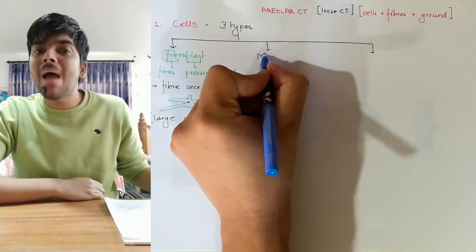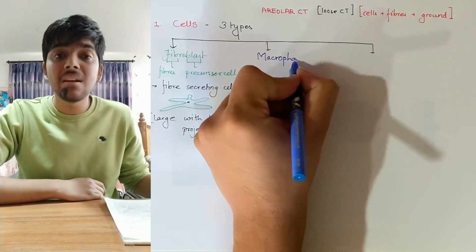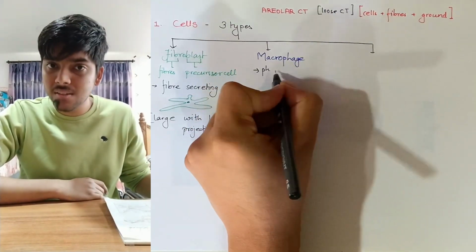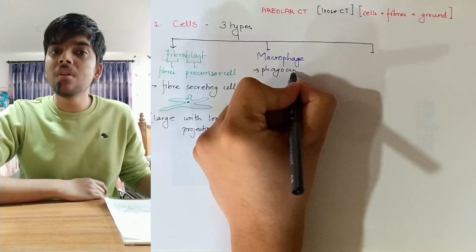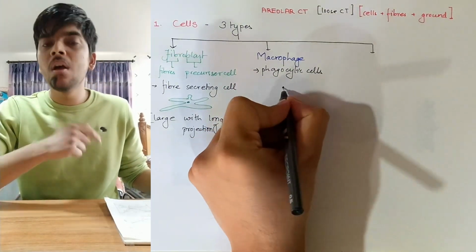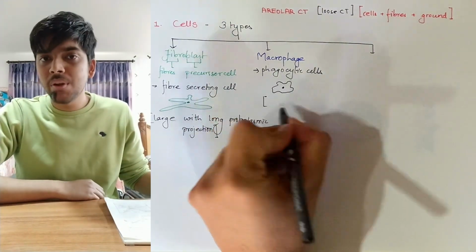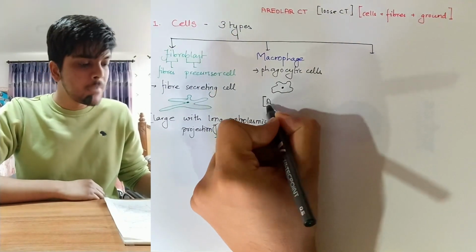Secondly, macrophages are present. Macrophages are nothing but large phagocytic cells, and they show the function of phagocytosis. That is, they phagocytose foreign pathogens. It looks like an amoeba, so it has amoeboid structure.